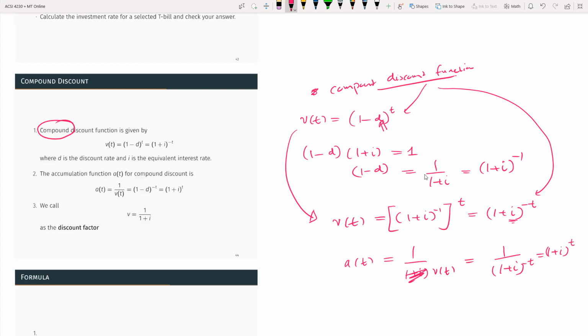So you can right away say that Vt times At equals 1. Vt is 1 minus d to the t and At is 1 plus i to the t.